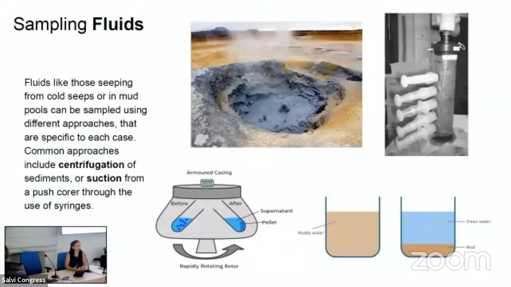But we can also collect fluids in other ways, depending on the kind of sample. For example, in a mud pool, it's difficult to collect only fluids separated from the sediments. So we can collect the whole mixture and then separate the fluids from the sediments, for example, through centrifugation, an instrument with a high-speed rotating rotor that separates the sediments, which go down into a container, leaving your fluids up.